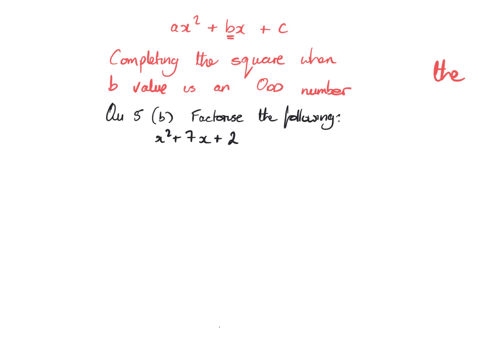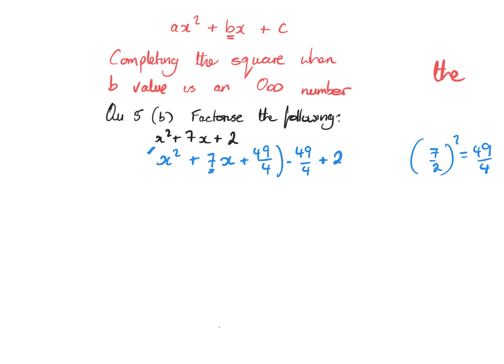So we're going to start off exactly the same way, and you write down the first two terms, and then you half and square that. Now when you half 7, it becomes 7 on 2. Let's stick to fractions, please. So 7 on 2, and then square 7 on 2 becomes 49 on 4. So plus 49 on 4 and minus 49 on 4 plus 2.